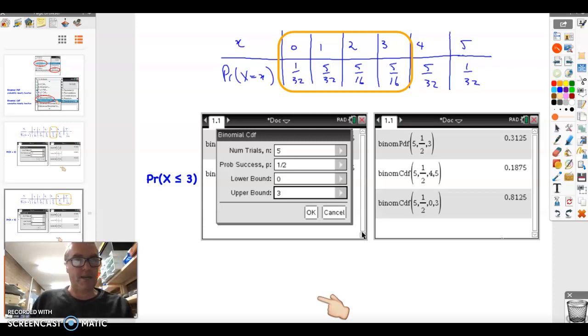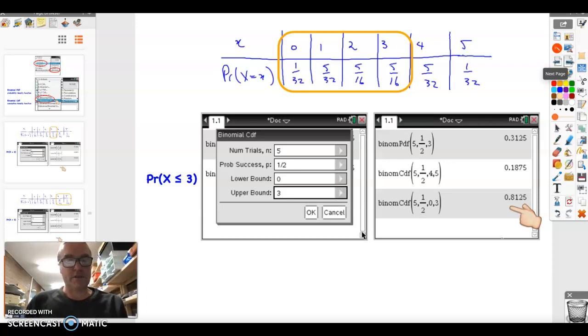Lastly, we'll look at the probability that x is less than or equal to 3. We're now adding 4 probabilities together, but all we need to select is the lower bound, which is x equals 0, and the upper bound, which is x equals 3. And by using the CDF function again, with that lower and upper bound, we get an output of 0.8125. So that's how we use the binomial PDF function and the binomial CDF function for calculating different probabilities of the binomial distribution.